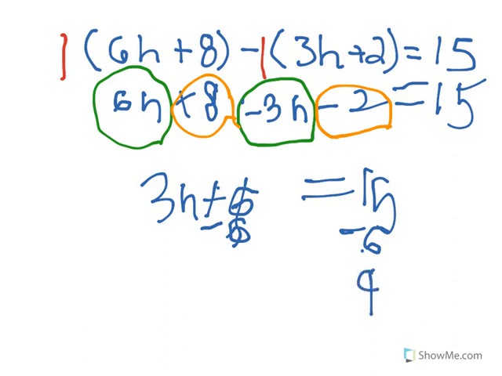So 3h equals 9. And so divided by 3 on both sides. 3h divided by 3 is h, and 9 divided by 3 equals 3. Wonderful. So go ahead and copy your work there.